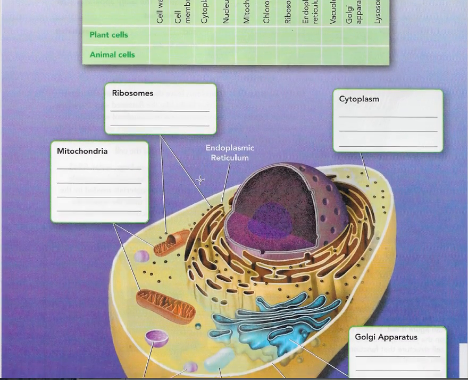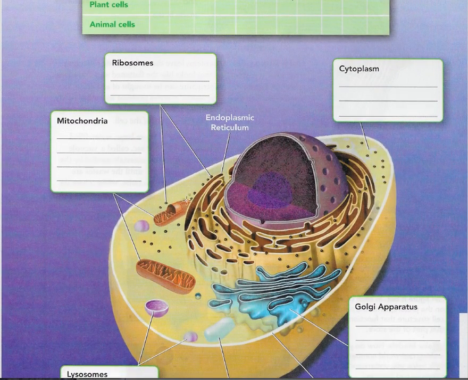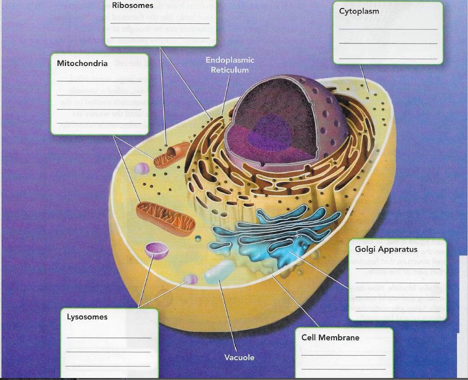Plant or animal cell, very similar. Some differences: no cell wall, and animal cells don't have chloroplast. So here you have mitochondria, you have the ribosomes, the ER, rough ER, because you have the ribosomes attached. Cytoplasm. You have the Golgi apparatus. Here's the cell membrane. Here's some lysosomes.